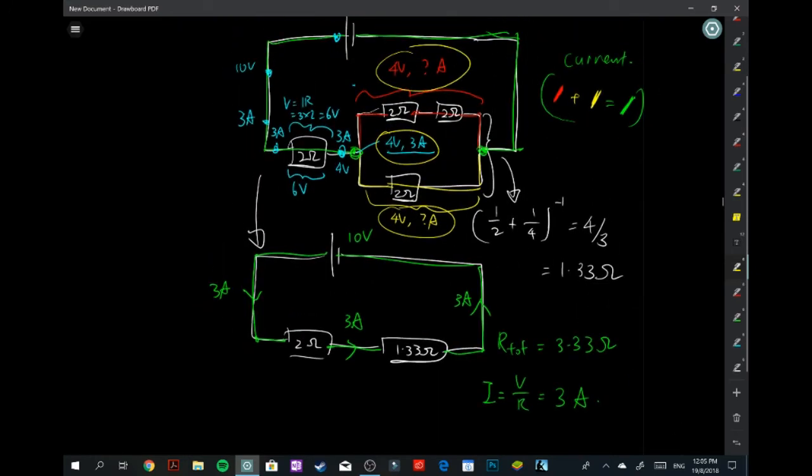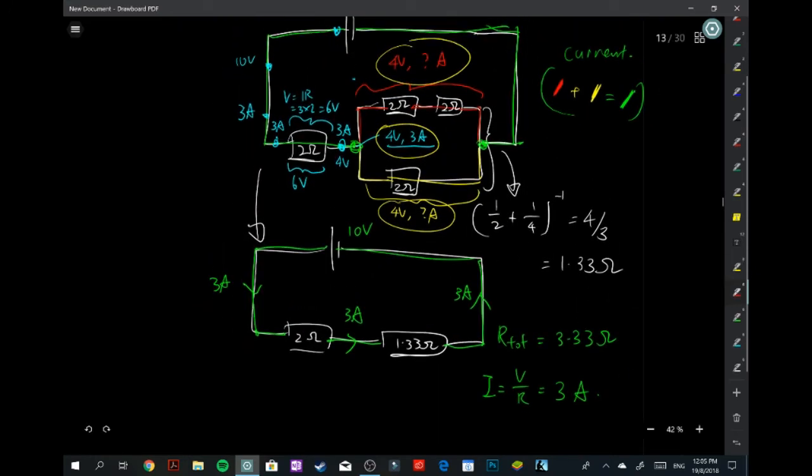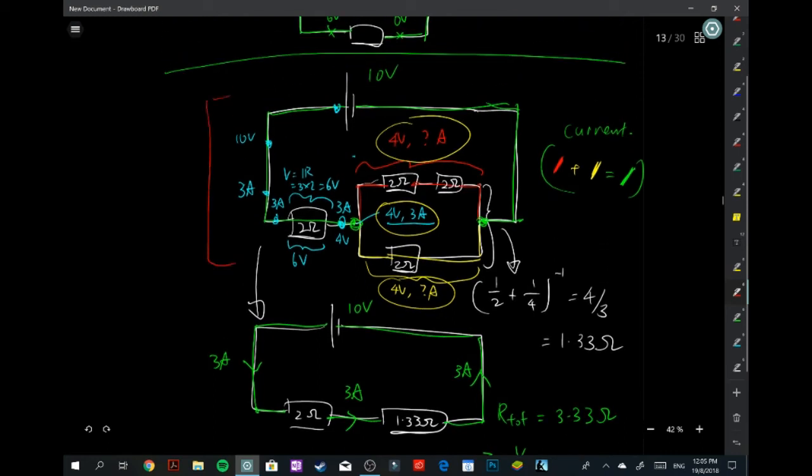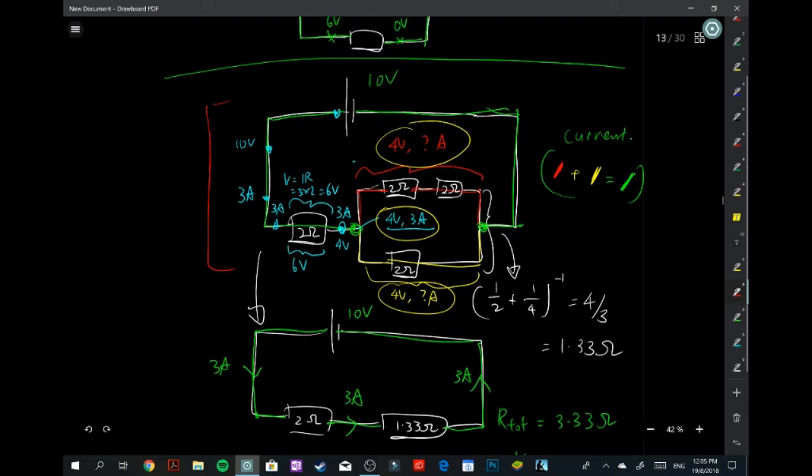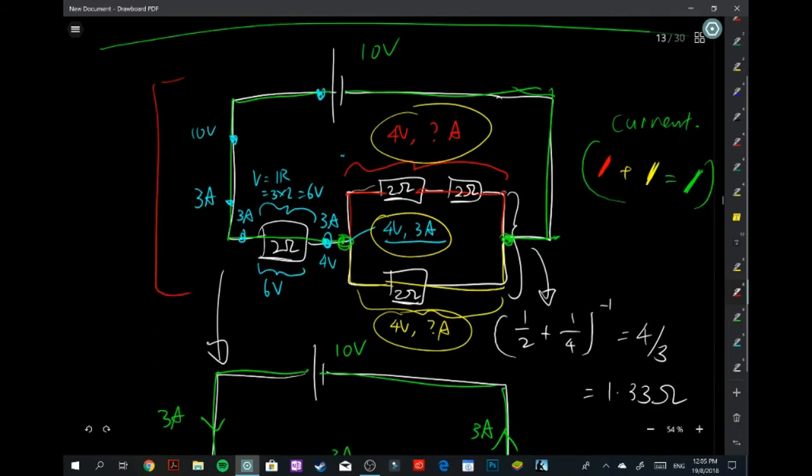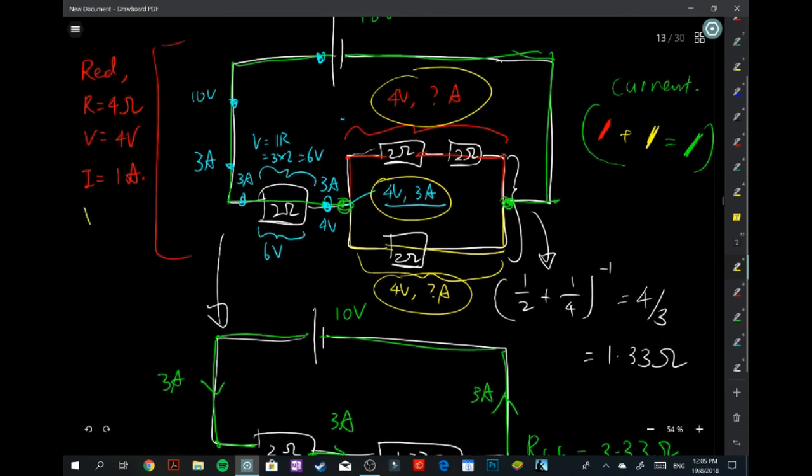To know the current in the red one, I'll use a red pen. To find the current in the red zone, the R is equal to 4 ohm, and the V is equal to 4 volt. So using V equals IR, I should be 1 ampere. For the yellow zone, the R is equal to 2 ohm, the V is equal to 4 volt, so the I should be equal to 2 ampere.